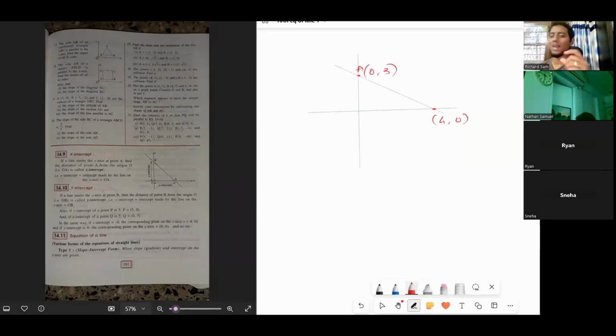There's a word called the y-intercept. The y-intercept is the distance from 0 till that point. So here in this case, what is the y-intercept? The y-intercept will be 3. It is also the y-coordinate of the point. Same way, the distance from the origin till this point is called the x-intercept. The x-intercept will be 4, which is the x-coordinate of this point. Now, the x-intercept is not used anywhere, but we use the y-intercept.